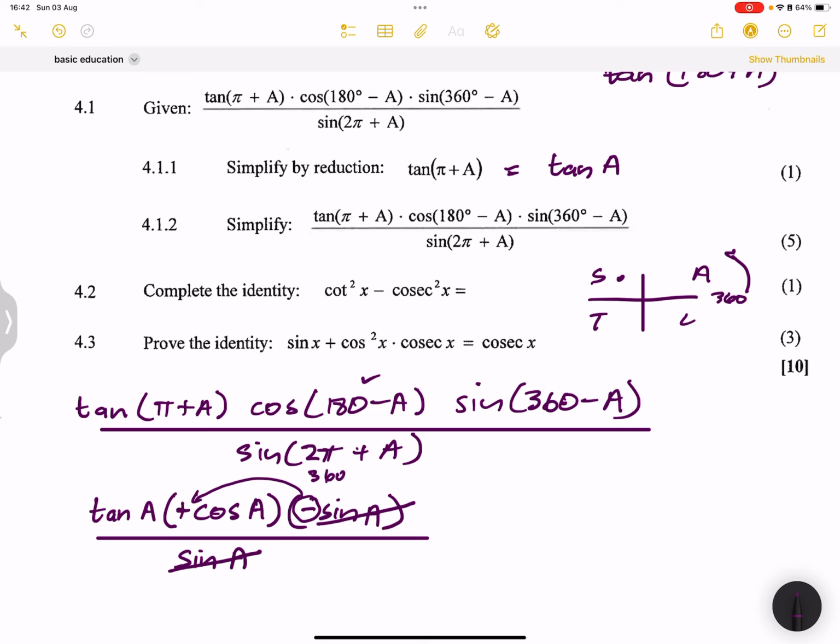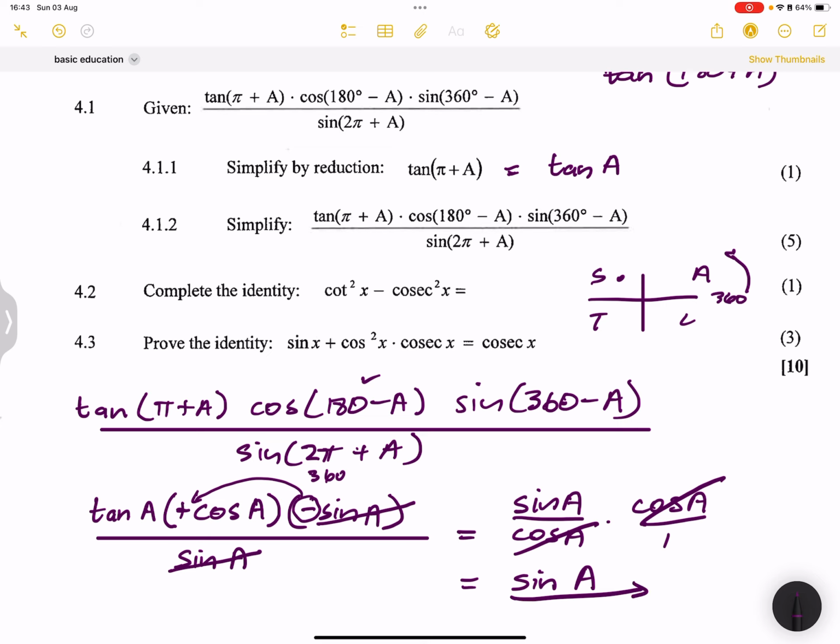So I'm left with tan of a, but remember tan can be written as sine a over cos a, multiplied by the cos of a that we're left with there. At the denominator we now have a 1, so that's just the same as not having it. So cosine and cosine cancel each other out, and we've got sine of a. So all of that is simply simplified to sine of a. And that is how the cookie crumbles, ladies and gents.